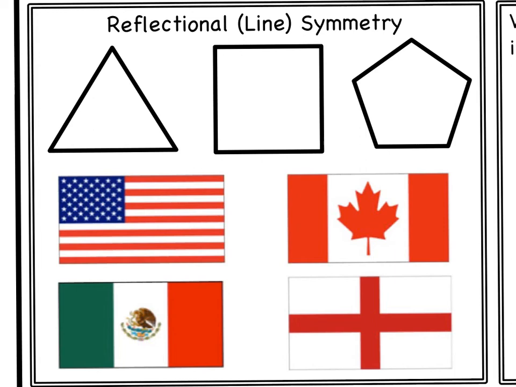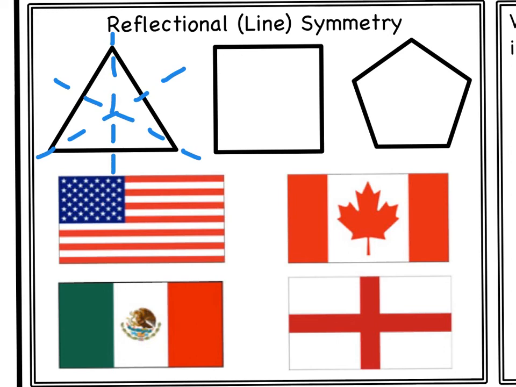So looking at the triangle, the most obvious line of reflection would be straight down the middle. But there are also 2 other lines that you could draw. You can draw one from each vertex to the center of the opposite side. So this figure has a total of 3 lines of reflection or 3 lines of symmetry.